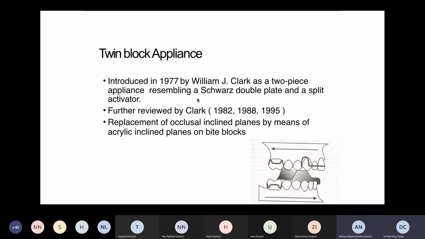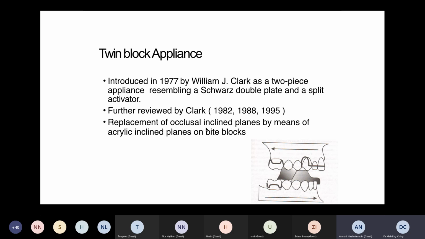So the twin block appliance was introduced by William J. Clark in 1977 as a two-piece appliance resembling the SWAT, double plate and the sleeve activator. Of course, when it was invented, there were a lot of shortfalls for this appliance. Later, they modified the design again in 1982, 1988, 1995, and came up with a better design. After that, many dentists modified this twin block appliance according to their own needs.